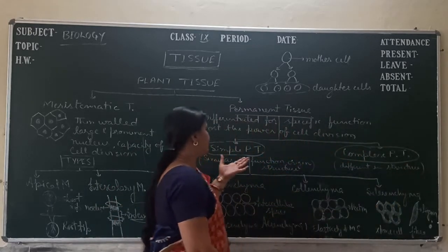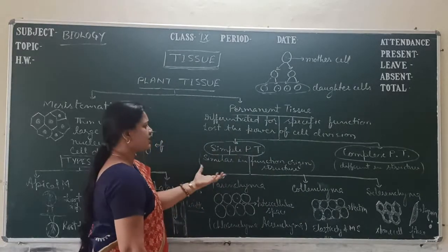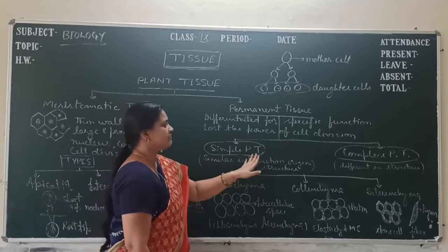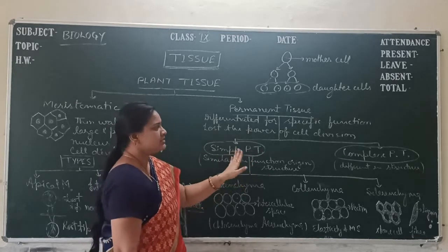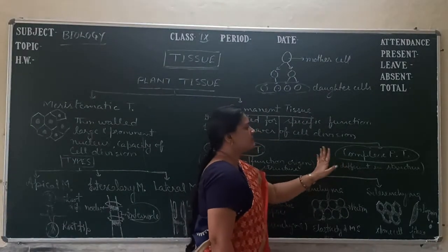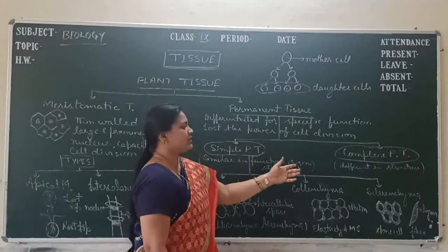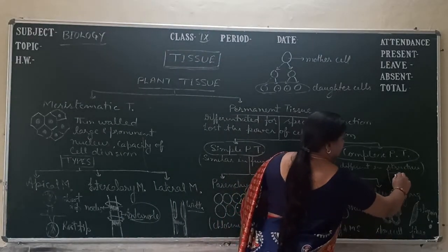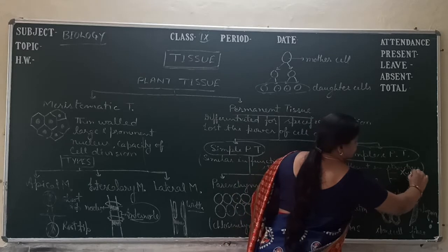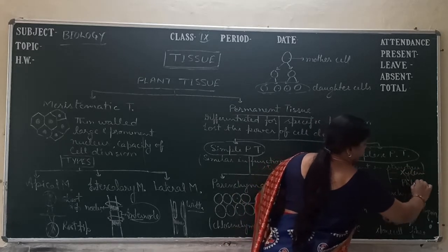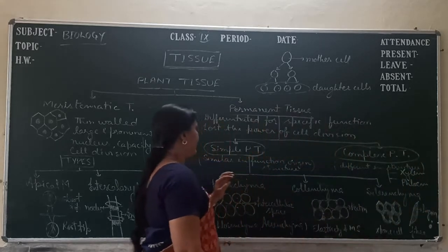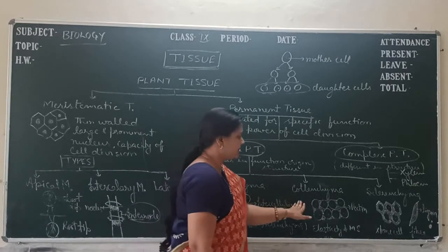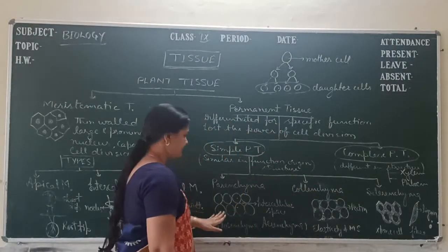What is the difference between simple and complex permanent tissue? The cells of simple permanent tissues are similar in origin, function and structure. But the cells of complex permanent tissues are similar in function and origin but different in structure. 2 types of complex tissues are present in plants: xylem and phloem. And simple permanent tissues are of 3 types: parenchyma, collenchyma and sclerenchyma.